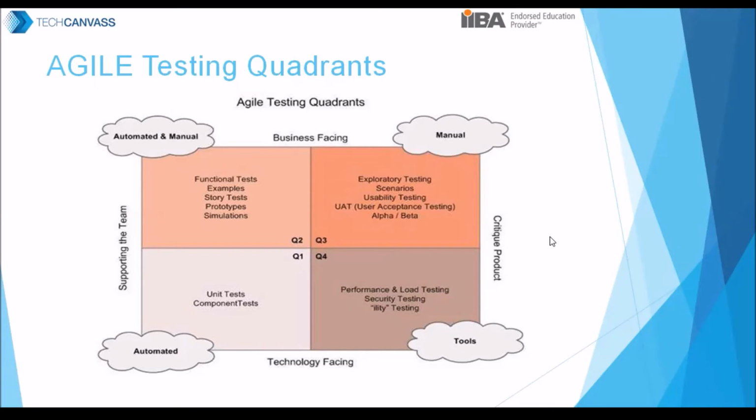Here we use tools. So say for example, for performance and load testing, we may use JMeter, we may use Load Runner. Okay, and for security testing, we have again different testing tools. We have some open source also. In this way, the agile testing moves on.